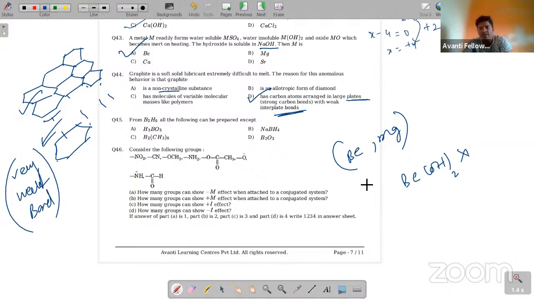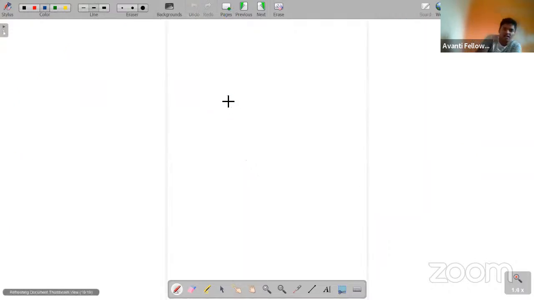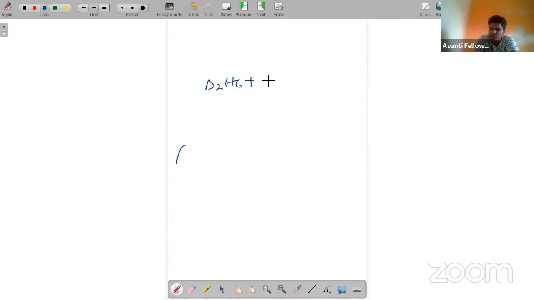Next one, very, very most important, guys. Reactions of boron. What is the reaction for this one? B2H6 upon reacting with H2O, what are you going to get? Boric acid, H3BO3, or we can also write it as B(OH)3. Along with that, hydrogen gas you are going to get.